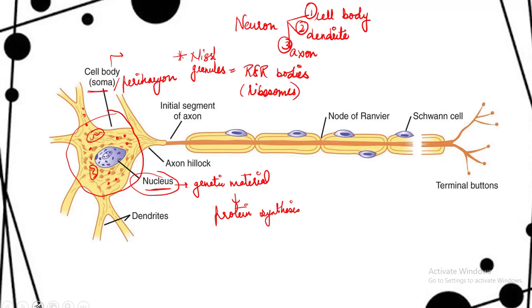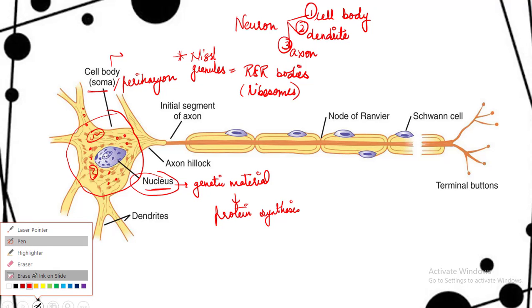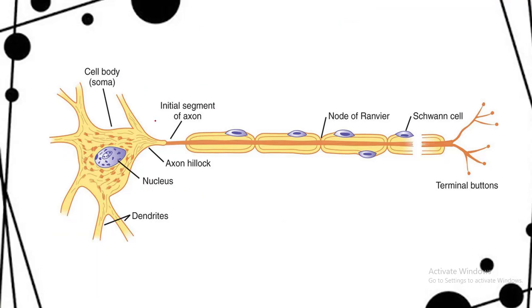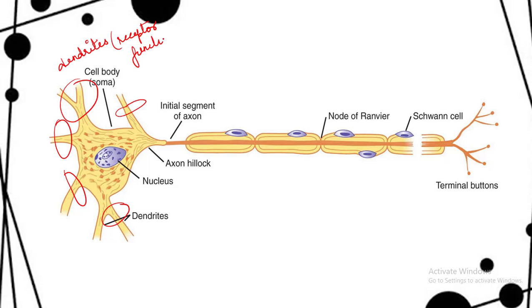Then the next part of the neuron is the dendrites. So the second part is the dendrites. From one end of the cell body, numerous processes arise, and these are called the dendrites. Dendrites have the receptor function. They act as a receptor, they have the receiver function.